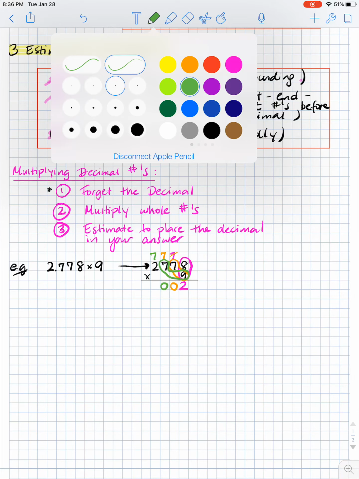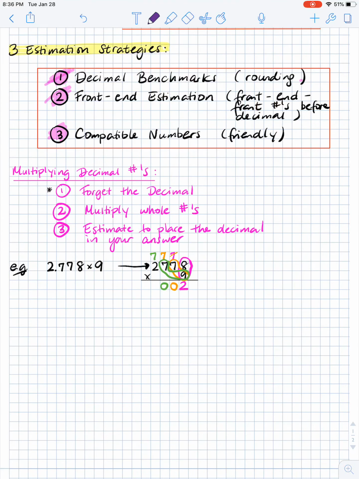I am going to switch colors again. I'm going to go to purple here. Then I'm going to do 2 times 9. 2 times 9 is the last multiplication here, and that's 18. 18 plus 7 will give me 25. Now I've finished multiplying, okay?